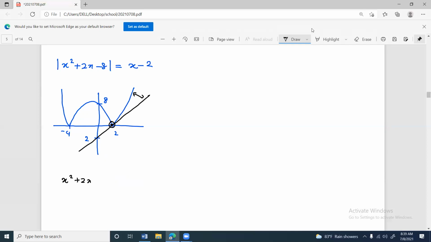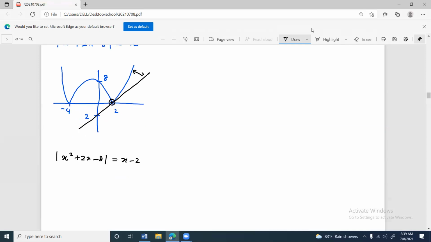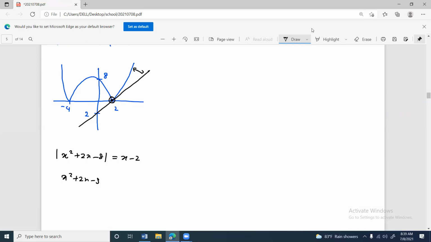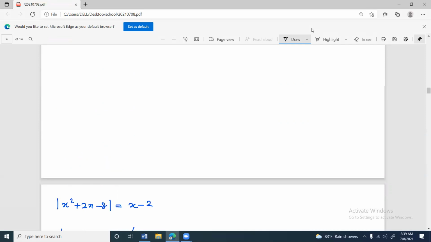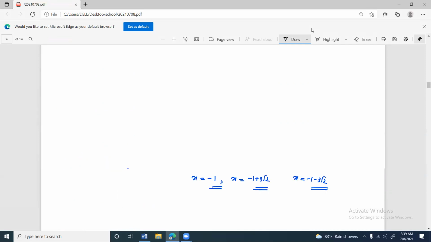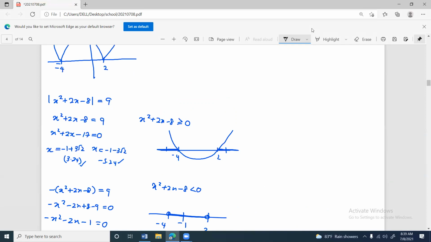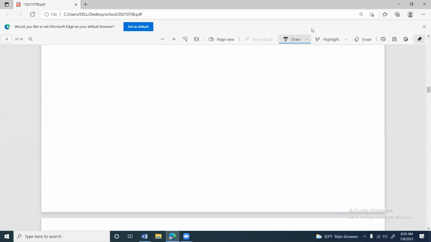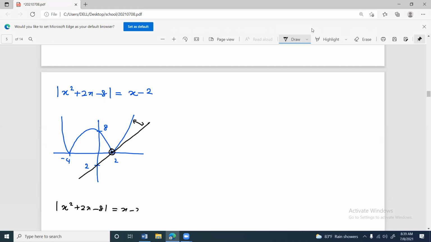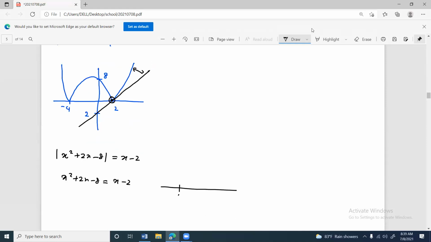Plus 2x minus 8 modulus equals x minus 2, right? Then you can say this is x squared plus 2x minus 8, and you can write it instead of that x minus 2. Because I was explaining the previous inequality, the same inequality I just referred to. Therefore, for the first part, the inequality is this bit, -4 to 2. So I'm using the same conditions over here: -4, including -4, and to 2, including 2. So this is the region.